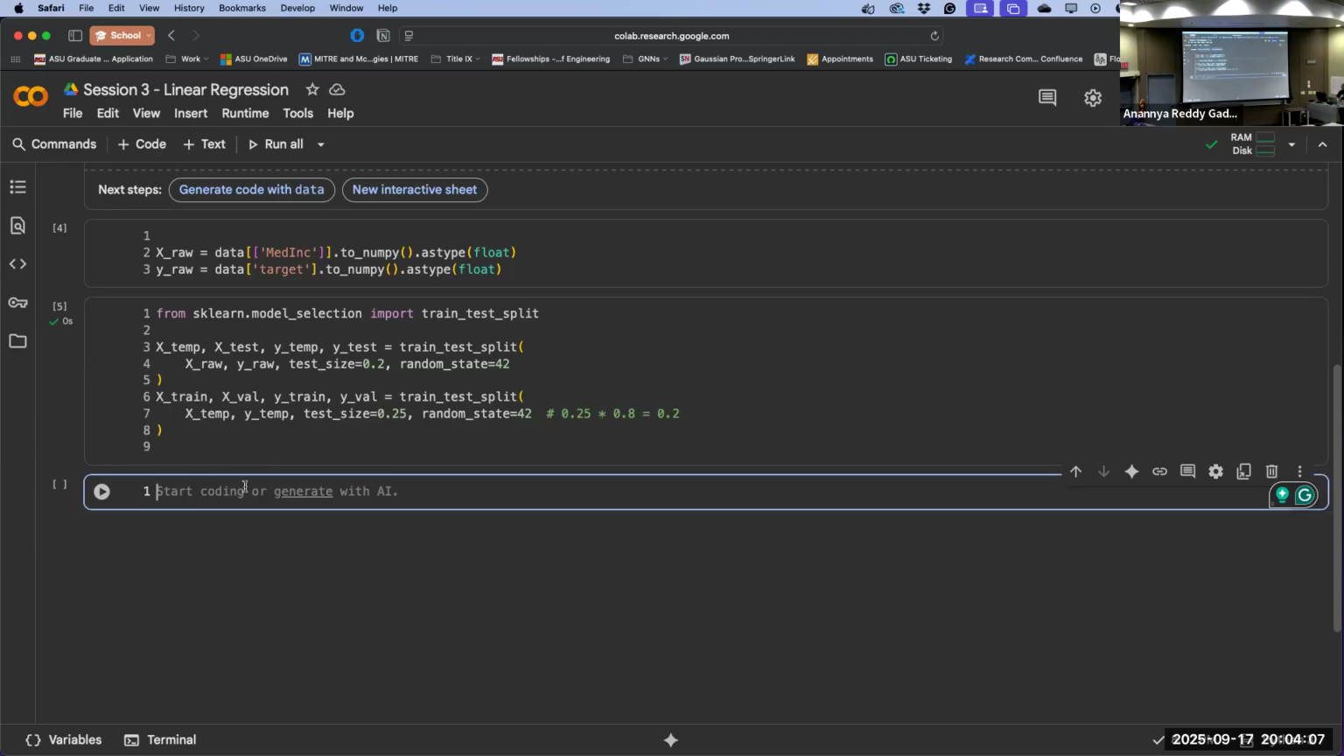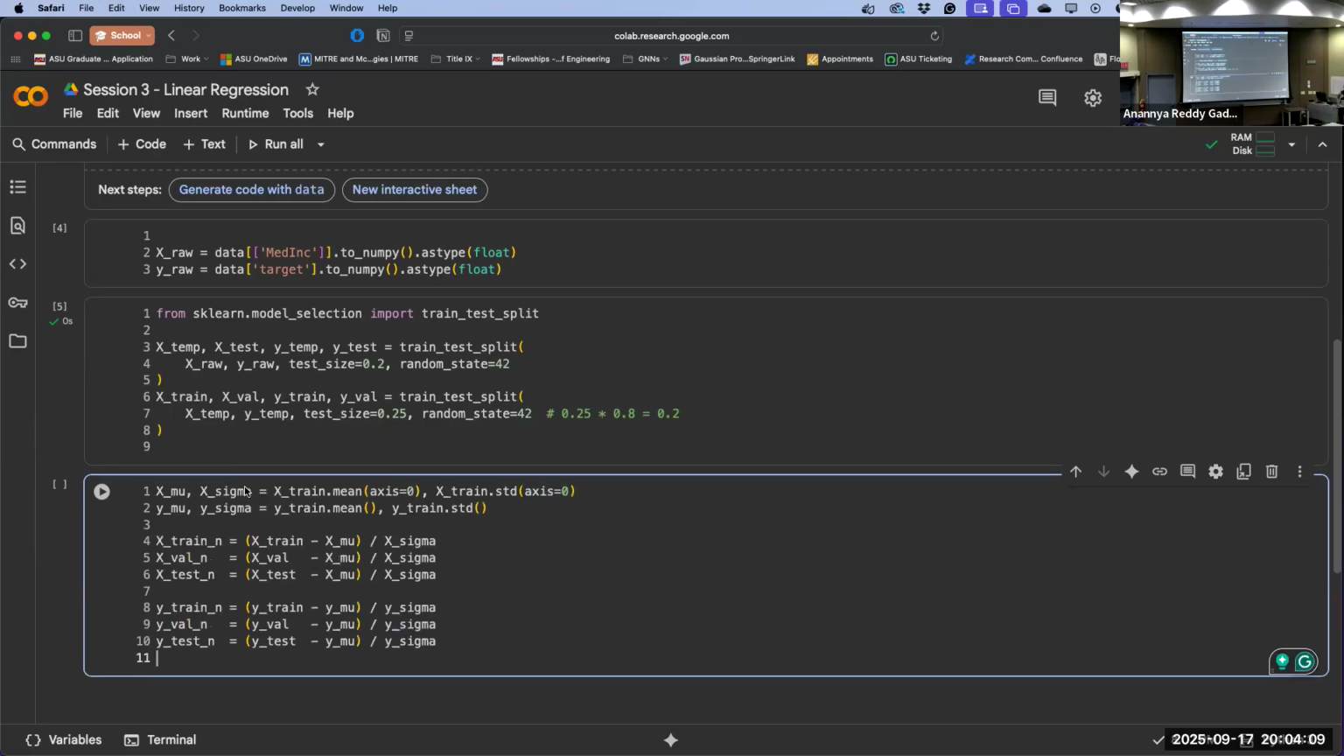All right. So now the next cell would be to calculate the mean and variance. We'll be using the same mean and variance for all three sets: train, test, and validation. Let me know if you guys are done with this part of the cells.